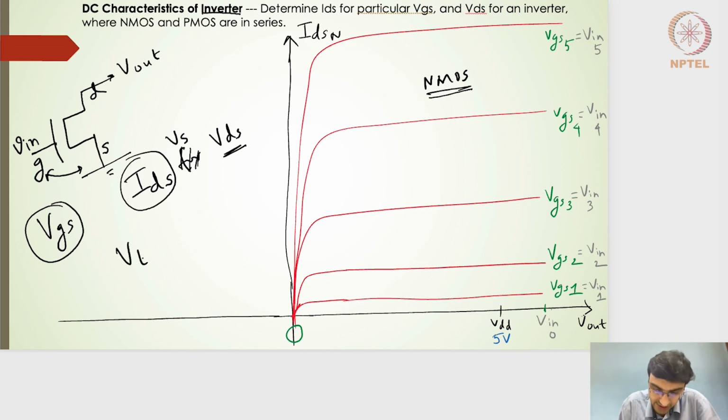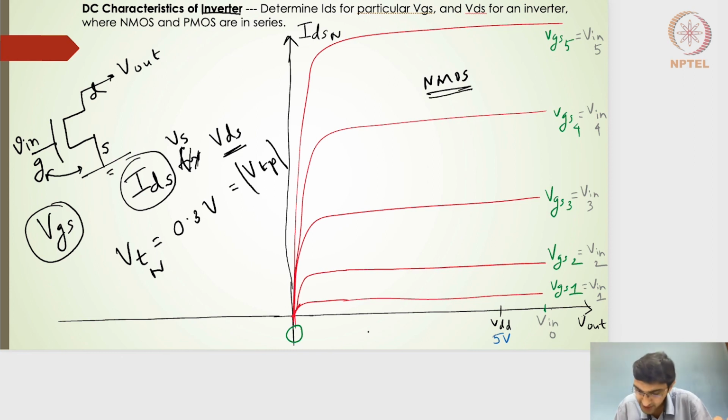In this particular case, let's take that Vt is equal to 0.3 volts for the NMOS as well as for the PMOS. So Vtn is equal to 0.3 volts, and the mod of Vtp is 0.3 volts, right? If V input is 0, we know that the current will be 0. So this particular line, which is parallel to the x-axis, is my 0 current line when the input is 0. If the input is 1, that means VGS is actually 1 volt. I'll get this particular current profile.